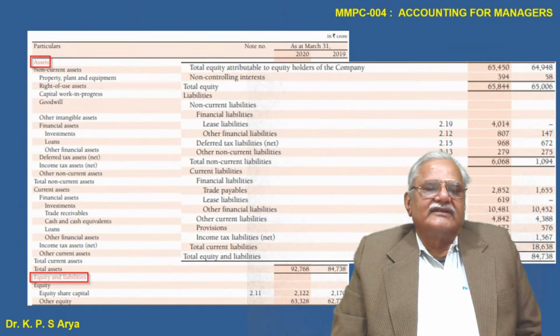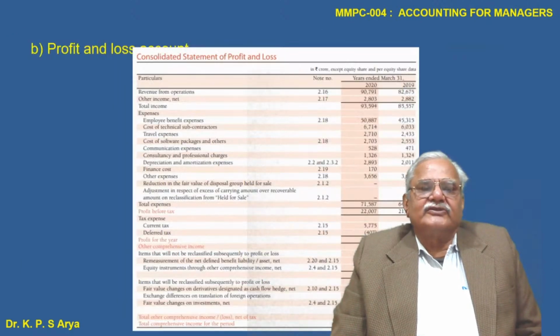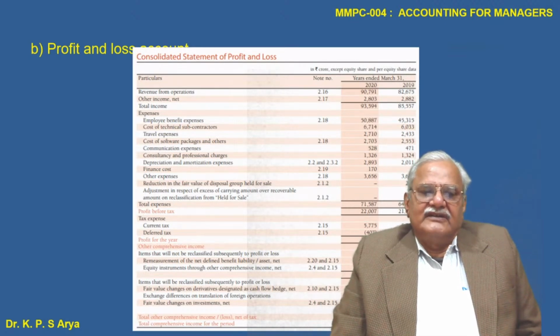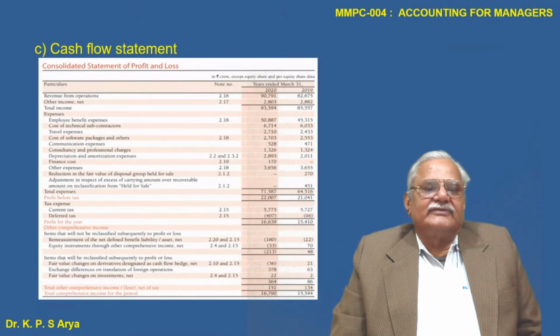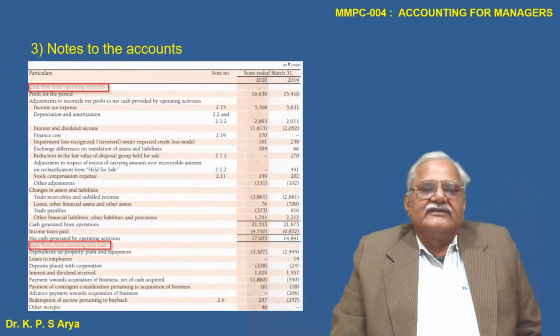non-current assets, other assets of a firm, then the consolidated statement of profit and loss account as on 31st March 2019 and 2020, the comparison. Then the consolidated statement of profit and loss account, a comparison of 2019 and 2020, then the notes to accounts, comparison of 2019 and 2020.